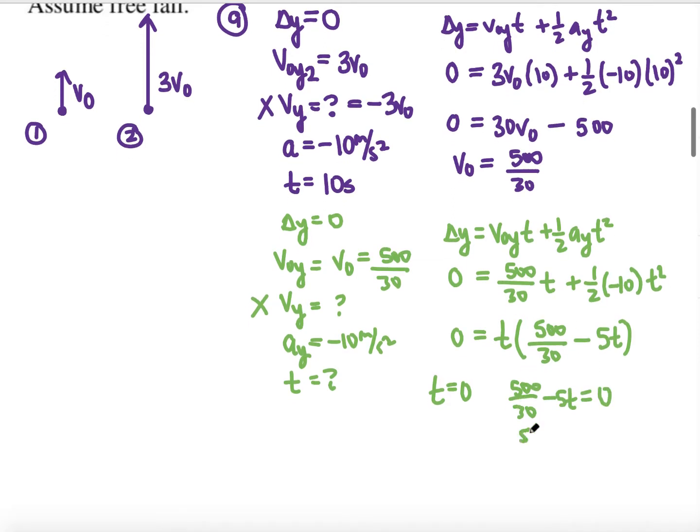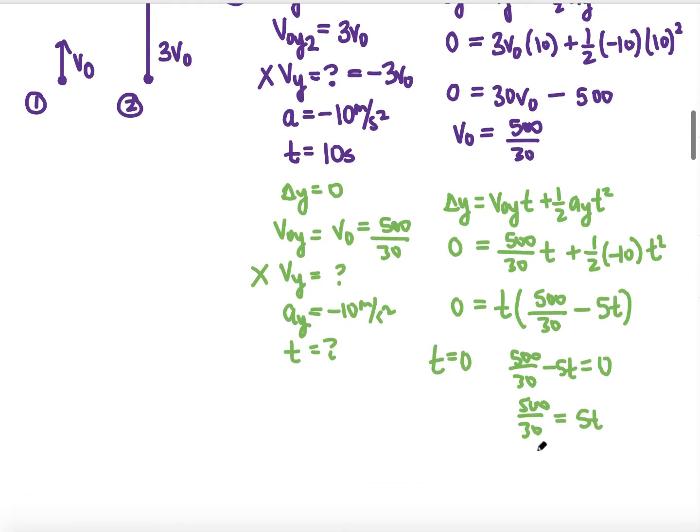And the second one is going to be 500 over 30 minus 5t equals 0. So I have 500 over 30 equals 5t, or t is equal to now 100 over 30, which, if we just calculate that as a decimal, is 3 1/3. So 3.3 repeating. So it should take us 3.3 seconds to return for the slower block.